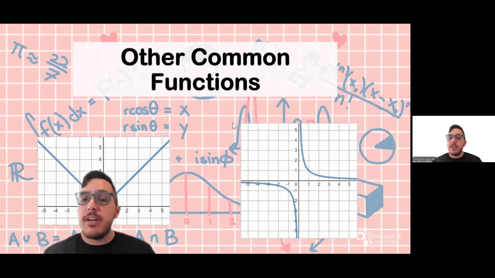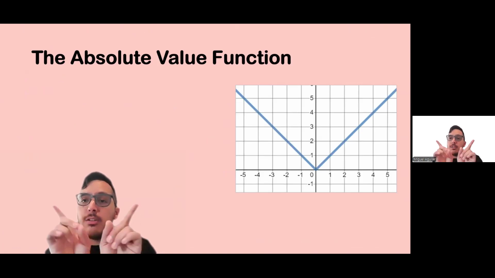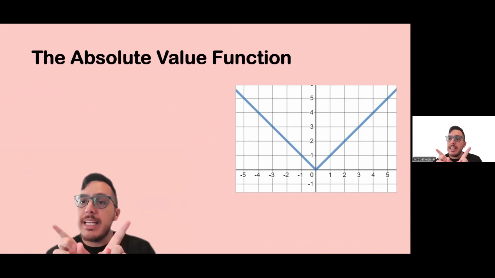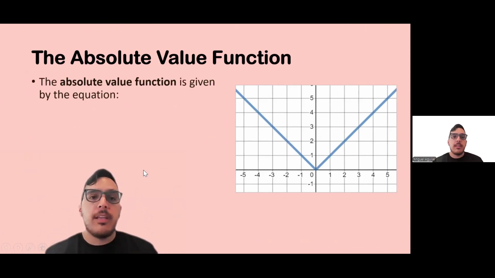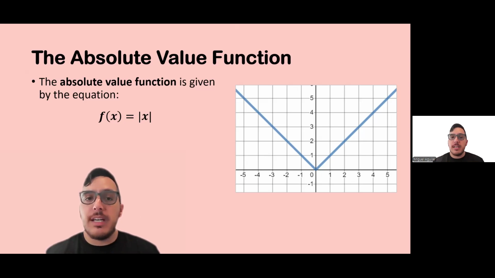Okay. There's a couple of other common functions that we're going to play with in the next section. For instance, the absolute value function is this V-shaped function that kind of looks like two linear functions that kind of meet at the origin at that point at the bottom of the V. Okay. The absolute value function looks like f of x is equal to, and then we put these absolute value bars, these vertical bars around the x. So whenever you see these vertical bars, that indicates the absolute value of x.